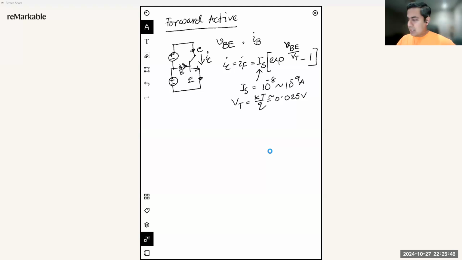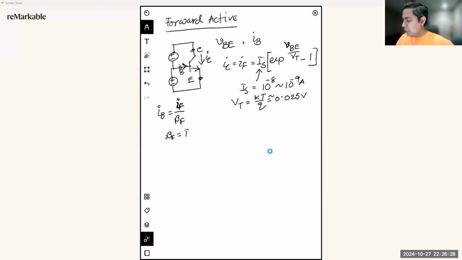This is the collector current equation. That's the collector current that is flowing from the collector to the emitter. But what about the base current? Since this is working as an amplifier, that current would be a very, very small current. If we write it in terms of the forward current, then the relationship is: IB equals IF divided by beta F. So this beta F is the gain of this transistor.